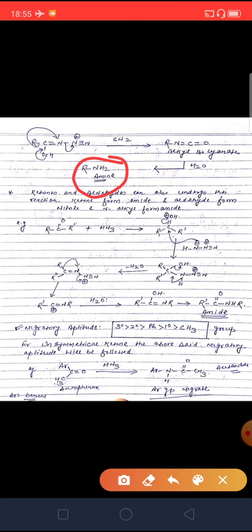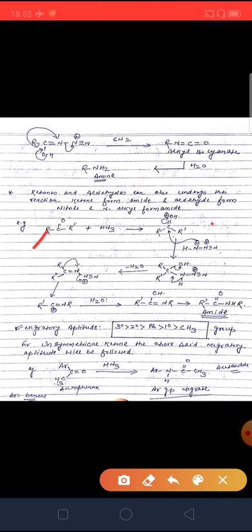Now, this kind of rearrangement will also be given by the ketones and the aldehydes, and here the product will be different in comparison to the carboxylic acid. For example, first of all, I am talking about this ketone. Ketone on reaction with hydrazoic acid. First of all, I am talking about the mechanism. It will form amide, and how will the amide be synthesized?